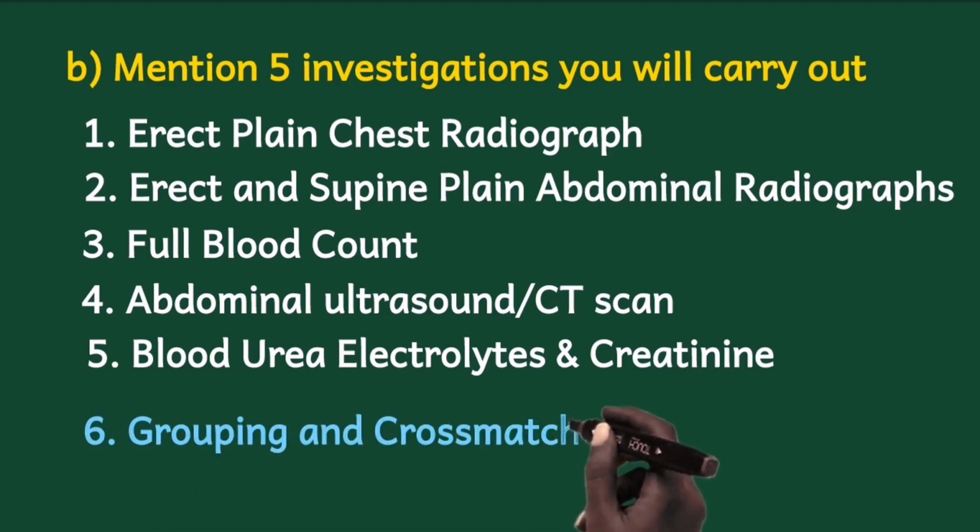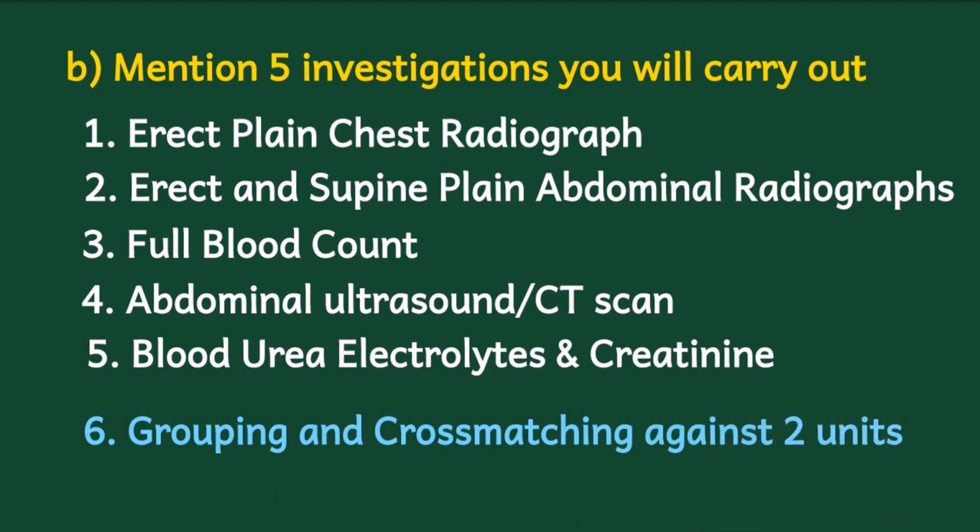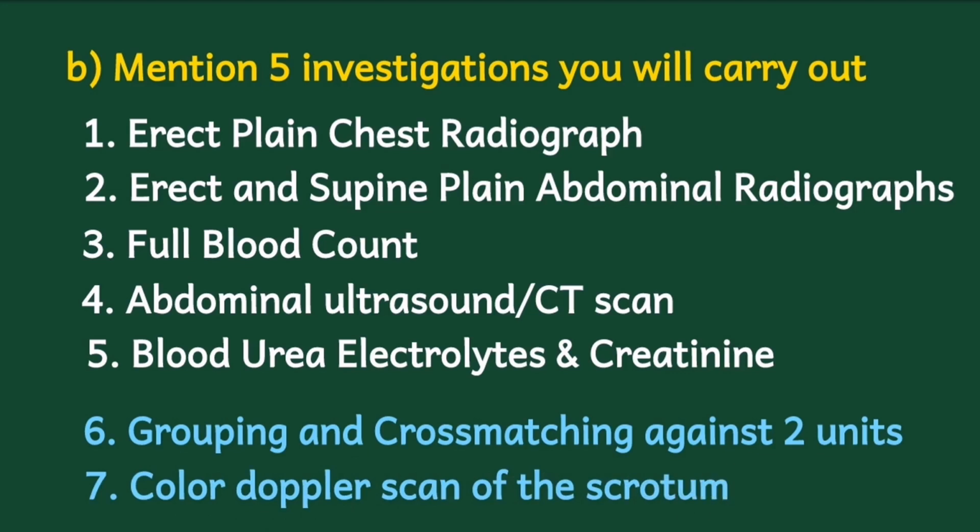Some other investigations we should be doing is grouping and cross-matching against units. Since he may need surgery, we don't know the amount of blood he might lose, and so we need to secure blood for him. Then another investigation we can do is a color Doppler scan of the scrotum if testicular torsion is very likely in this patient.